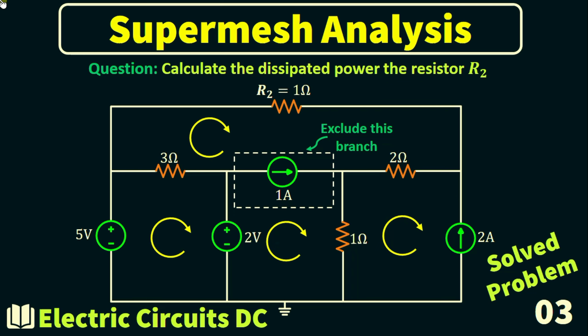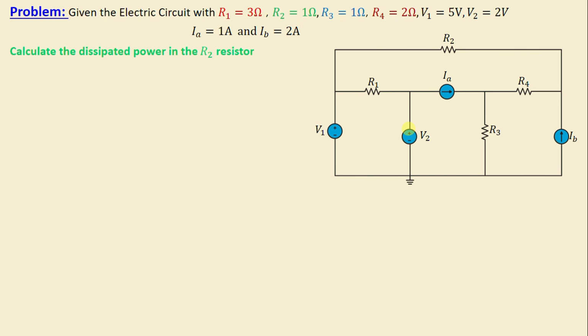Solve the problem number 3. Let's consider this network consisting of 4 resistors labeled R1 through R4, as well as 2 voltage sources V1 and V2 and 2 current sources IA and IB. The question now is to calculate the dissipated power in the R2 resistor.